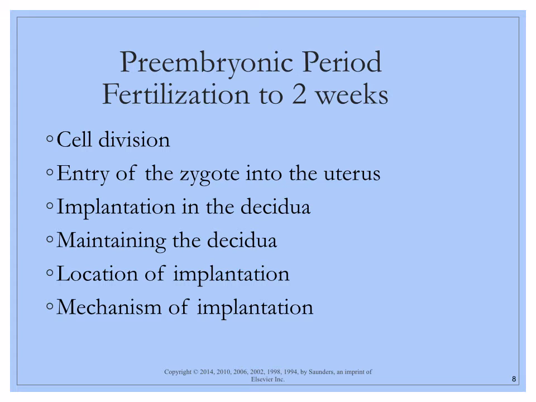Pre-embryonic period is from fertilization to 2 weeks after. During this time, cells are rapidly dividing. We have the entry of the zygote itself into the uterus, which we saw a visualization of in the previous slide. We have implantation into the uterus, location of implantation, and the mechanism itself.